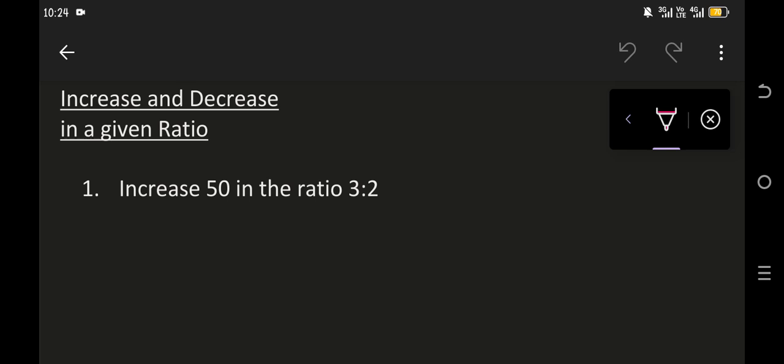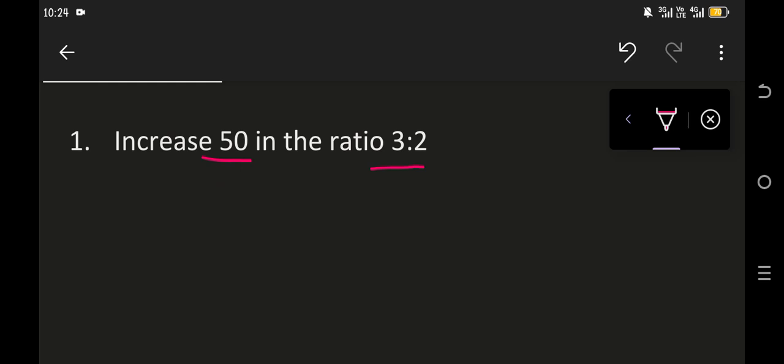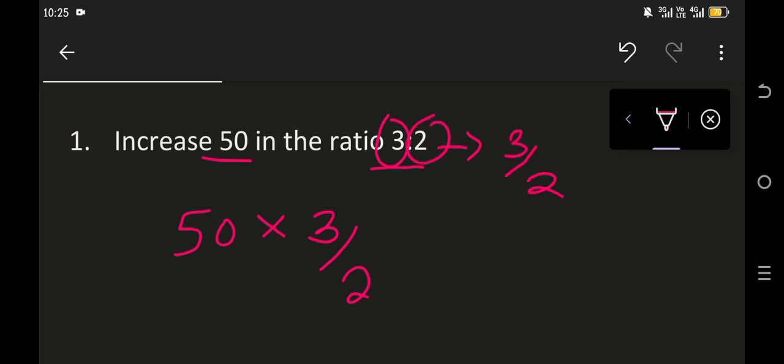So let us start. We have 50, and we have the ratio 3 to 2. This is very simple. You can do it very easily. We're just going to take 50 times 3 over 2. Now, the first step is to express the ratio that you have been given in fraction exactly as it is. The first number will be your numerator and the second number will be your denominator. After you have expressed your ratio in a fraction, you're just going to take it as it is and multiply it by the number that you have been given.